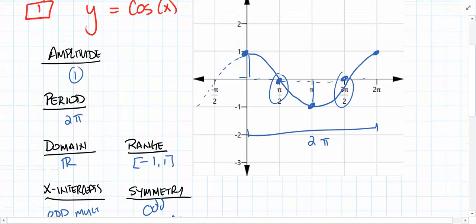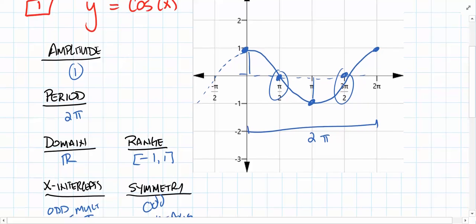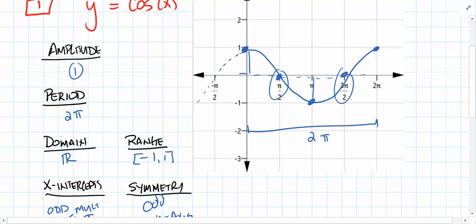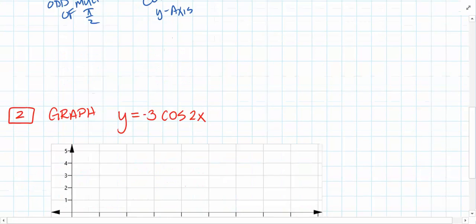So there we go. Amplitude, period, domain, range, x-intercepts, and symmetry. So the 5 key points that we have to keep in mind are 0, 1; pi over 2, 0; pi, -1; 3 pi over 2, 0; and 2 pi, 1. So this is the cycle, one full period of our cosine curve. All right, let's do one example together.